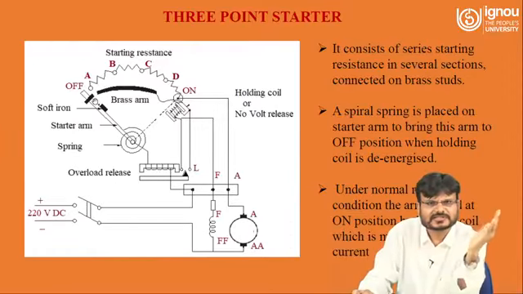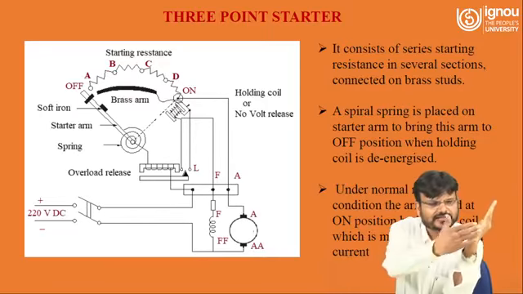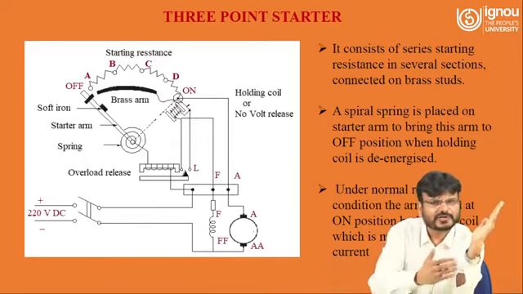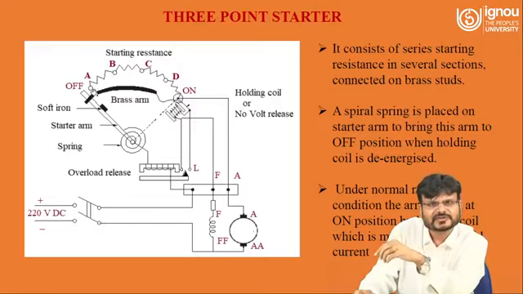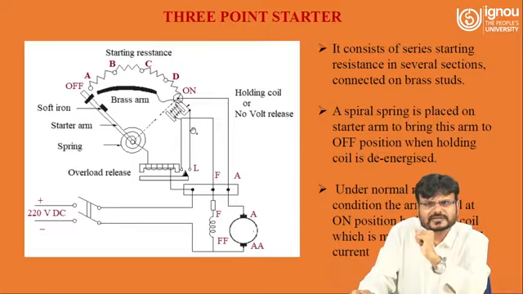Once this starter arm moves, it will move like this. So at the starting point, you are putting the whole resistance in series with the armature; you can say this total resistance can be understood as A to D. Now again you can see a spiral spring is placed on the starter arm to bring this arm to the off position when the holding coil is de-energized.